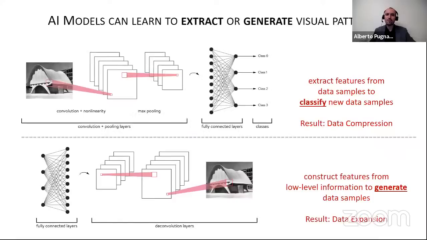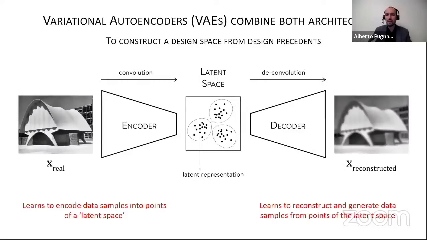With AI, of course, I'm referring to a specific class of models called artificial neural networks, which can either be used to extract or to generate visual patterns. And with variational autoencoders, we can combine both architectures so that in the first part of the model, the encoder learns patterns from the given design examples and compresses that information into variables describing a latent space. And the latent space here can be considered as the equivalent of the design space. The second part of the model, the decoder, learns to construct new data from combining variables of the latent space.